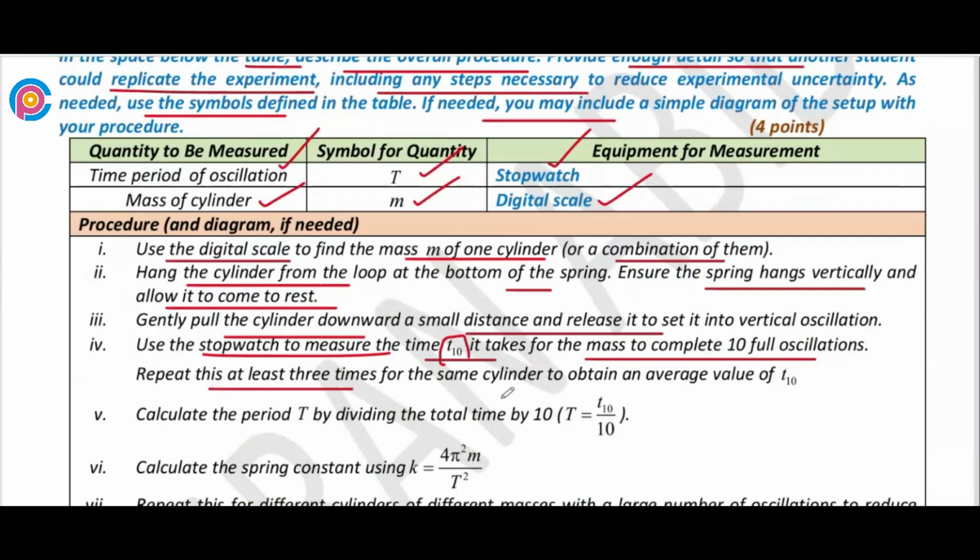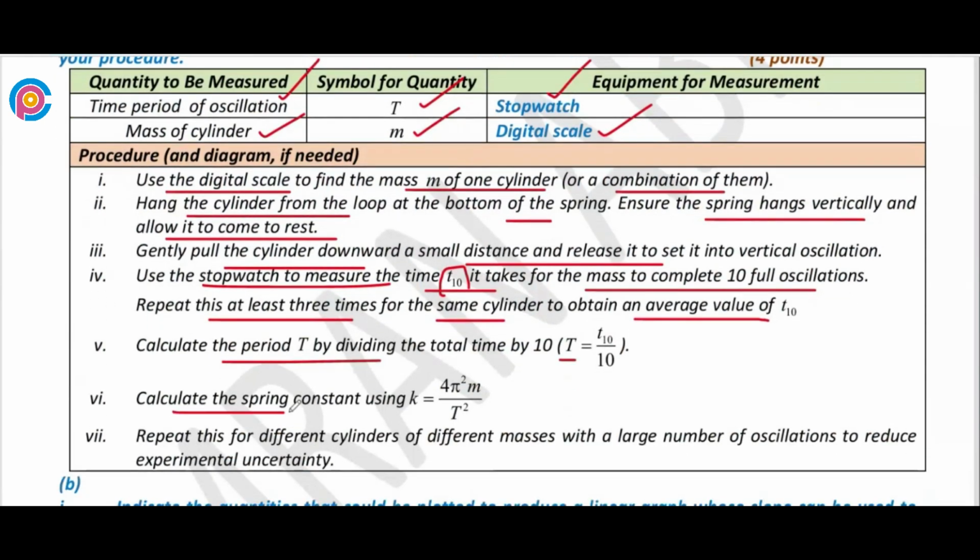Repeat this at least 3 times for the same cylinder to obtain the average value of T10. Now, the time period can be calculated by dividing this time by 10. So this is the time period for one oscillation, or the time required for one oscillation. We can use the formula k equals 4 pi squared m over T squared. m is known from the digital scale, and the time period is known from this calculation, so we can use this formula to calculate the spring constant. Now, repeat for different cylinders of different masses, with a large number of oscillations, to reduce the experimental uncertainty.